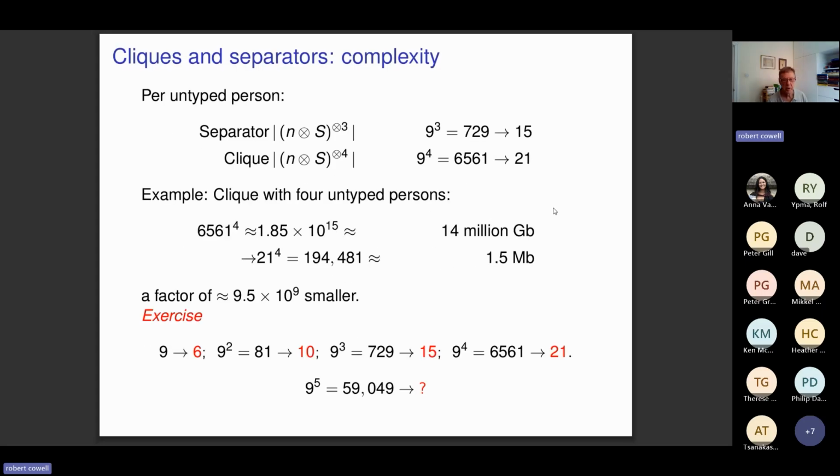So when I was a lecturer, I used to give small exercises in my classes. So I'll give one here. We're seeing the sequence of reduction 6, 10, 15, and 21. Can you work out what the next number will be?